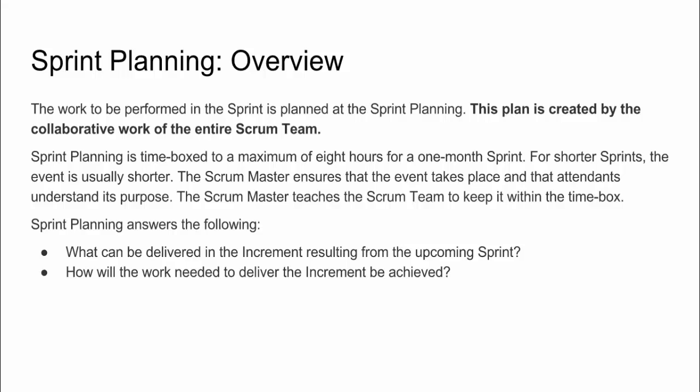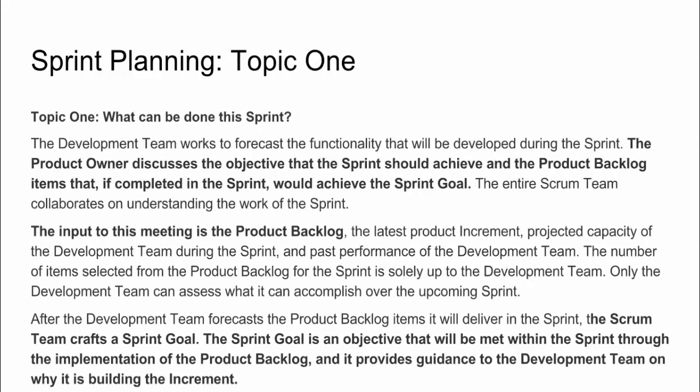And during sprint planning, 2 questions are answered. Number 1 is what can be delivered, and number 2, how will the work be delivered? Let's take each of those in turn. So topic number 1 is what can be done in this sprint. So the development team forecasts the functionality. It used to be the case that the development team would make a commitment. We no longer use that language. We now forecast the functionality.